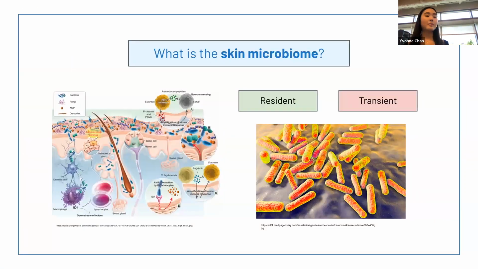So what is a skin microbiome? So the skin microbiome is all of the microorganisms that live on our skin, including the bacteria, fungi, and viruses, and it can be split into two different types, the resident and the transient. So the resident skin microbiome refers to all of the more commensal bacteria that permanently lives on our skin and helps to protect it, while the transient microbiome is affected by the external environment and is more temporary.